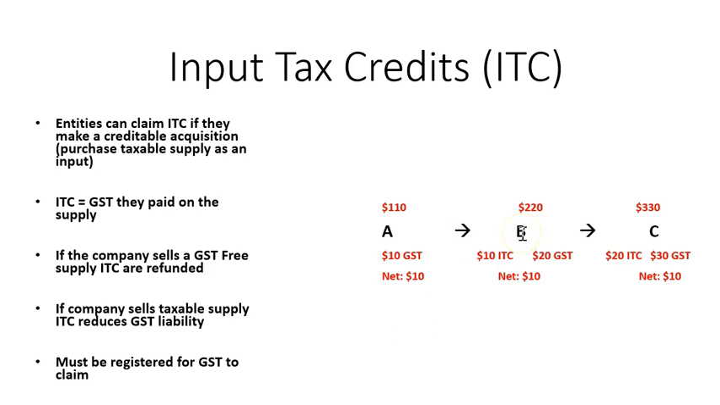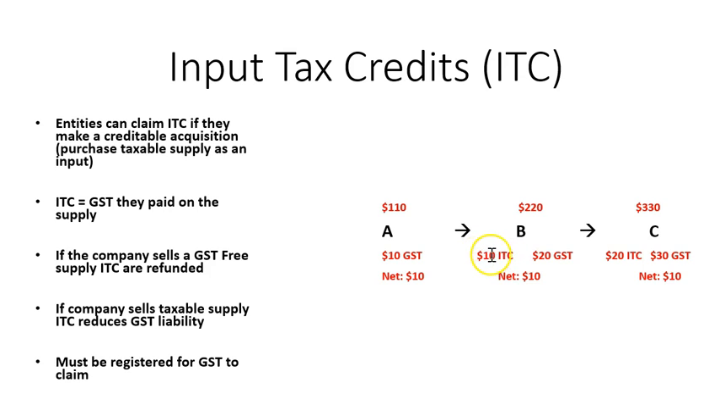Let's say company B uses that input to create their good. Company B is going to sell their good to company C for $220. Again, we know GST is 10% and it's built in to the price of the good. So company B will collect $20 GST on the sale of this good because we know the value is only $200 and the GST is $20, bringing a total of $220. And then they have received an input tax credit of $10.